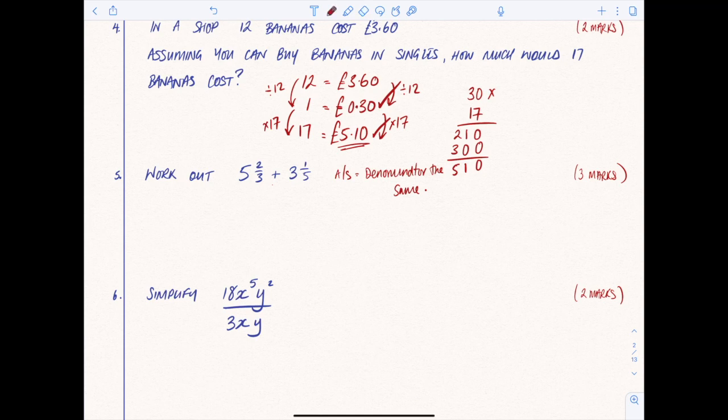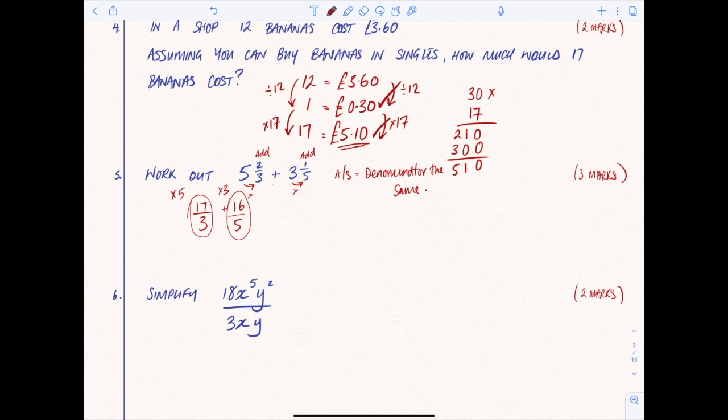So you want to turn them into improper fractions. So you do 5 times 3 first of all, and then add the numerator. I'm going to do 3 times 5 and then add the numerator. So 5 times 3 is 15 plus your 2, that becomes 17 over 3. And then 3 times 5 is 15 plus your 1 is 16 over 5. You don't get any marks for doing that. But then from here, what you want to do is make your denominators the same. So I'm going to times this by 5 and I'm going to times this by 3. If you're ever stuck, just multiply this one by the opposite denominator, and this one by the opposite denominator.